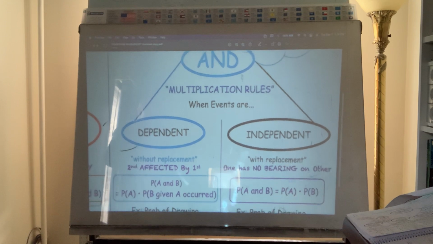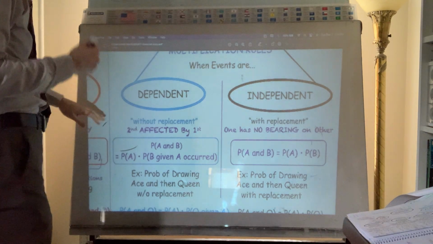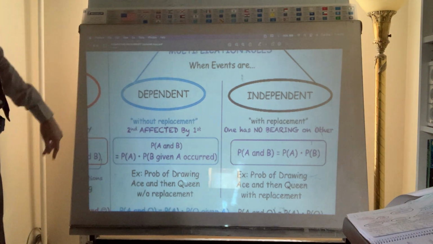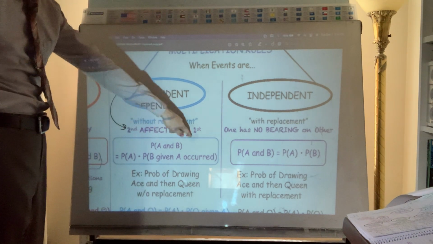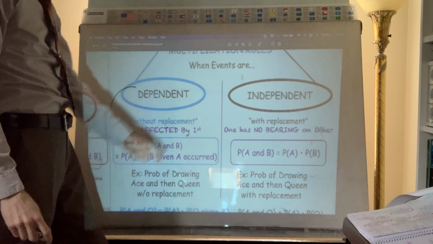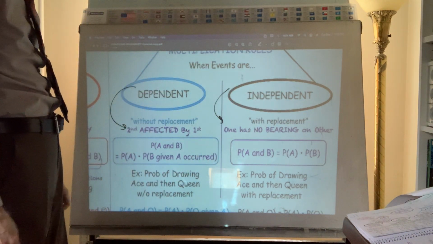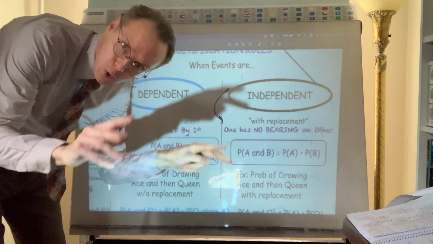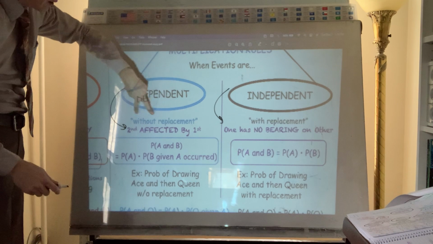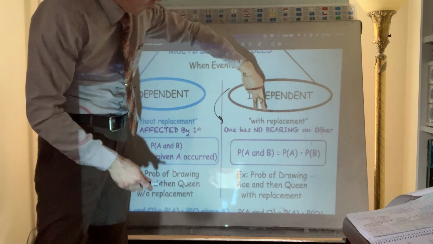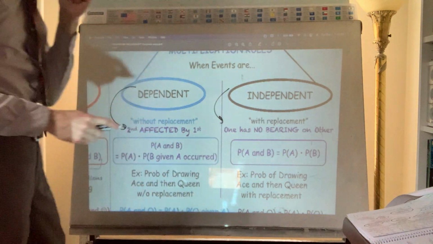The multiplication rules are for when events are either dependent or independent. What does it mean to be dependent? It means that the second event is affected by the first, essentially. Independent means one has no bearing on the other. Usually the visual cue that you're dealing with dependent versus independent is this phrase, without replacement or with replacement. All right, so train yourself to look for those. All right, and here are the formulae.